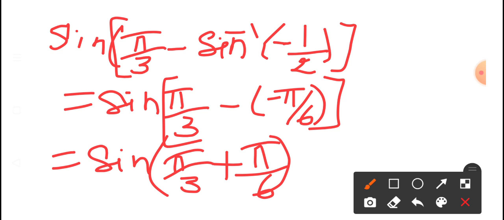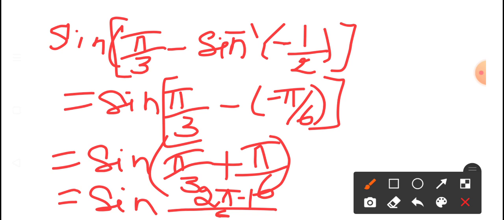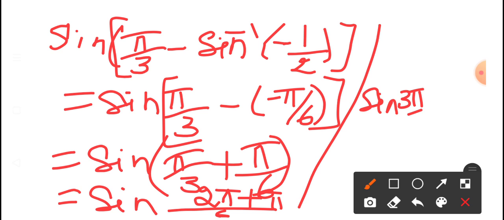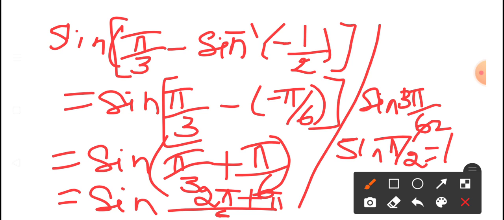Now we are going to take the LCM. Here LCM is 6. Here we write 6. In 6 there are two 3's, so we multiply by 2. We get the answer 2 pi plus pi. So now the answer is sine of 3 pi by 6. Sine of 3 pi by 6. 3 and 6 cancel, so sine pi by 2. What is the answer for sine pi by 2? Sine 90 degrees is equal to 1. So our first subdivision is over.